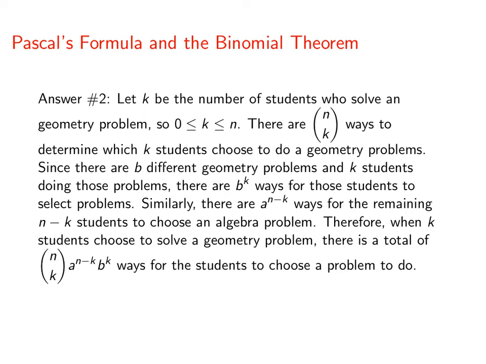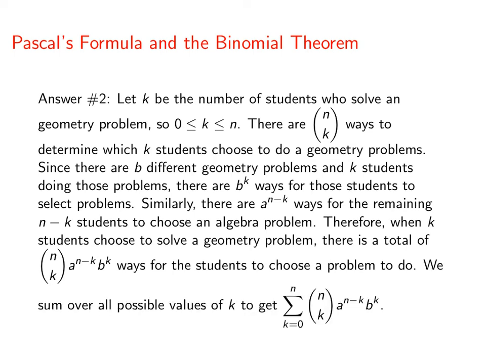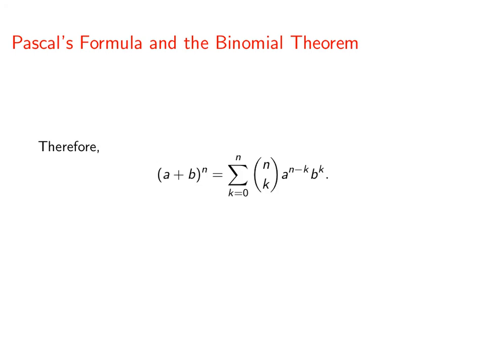That means we can say that when k students decide to do a geometry problem, there is a total of n choose k times a^(n-k) b^k ways for all of the students to choose a problem to do. Then we sum over all possible values of k, and we get the expression that appears on the right-hand side of the binomial theorem. Therefore, we can say that (a + b)^n is equal to the sum, k goes from 0 to n, of n choose k, a^(n-k), b^k.